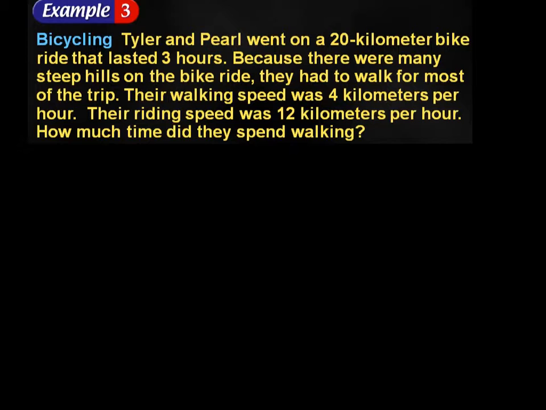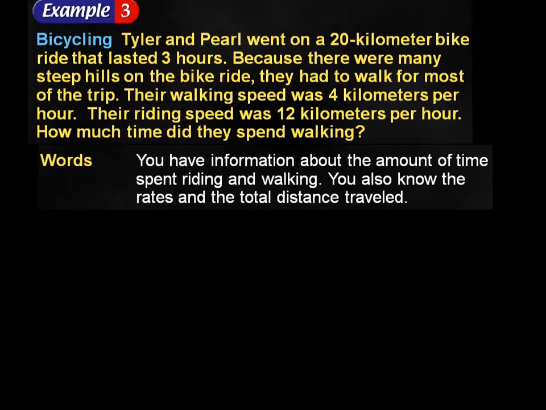Tyler and Pearl went on a 20-kilometer bike ride that lasted 3 hours. Because there were many steep hills on the bike ride, they had to walk for most of the trip. Wouldn't we call that a walk instead of a bike ride? All right. Their walking speed was 4 kilometers per hour. Their riding speed was 12 kilometers per hour. How much time did they spend walking?